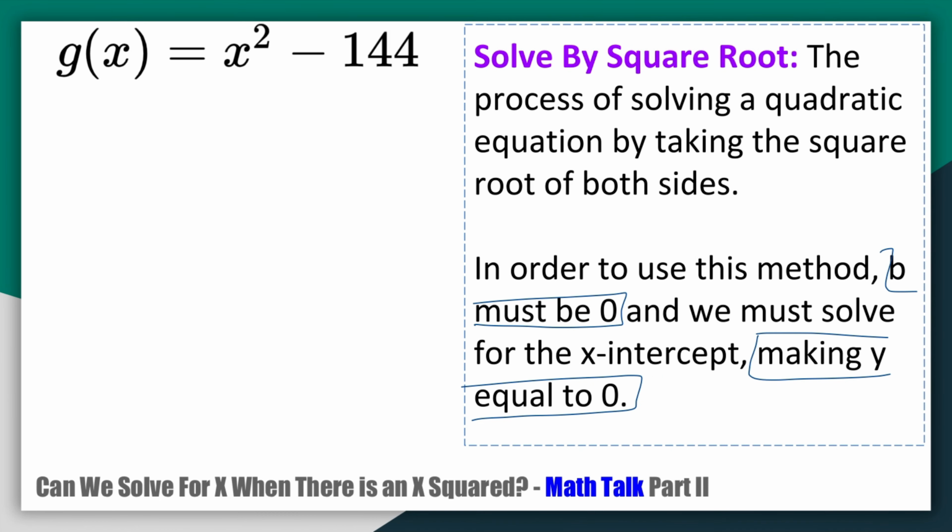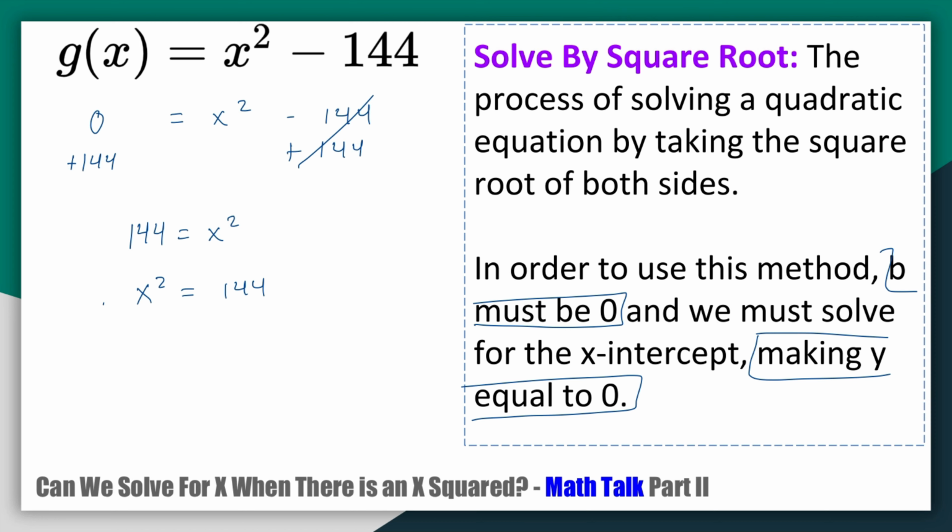So let's start this off. We would make this 0 is equal to x squared minus 144, and now we solve for x. You add 144 to both sides. This cancels. You have 144 is equal to x squared, which let's write it the other way. I always like the variable on the left.